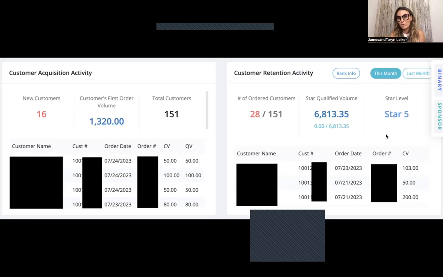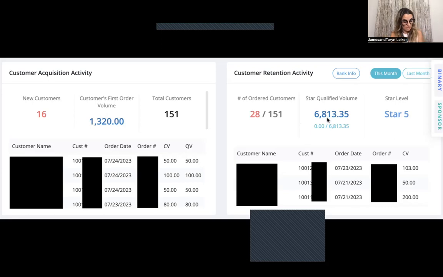For example, right now it says I'm at star 5. That means 50%. Star 4 would mean 40%. Star 3 is 30%. Star 2 is 20%. Star 1 is 5%, or star is what it would call; it's not star 1. So I can easily see where I'm at for my check for that month.